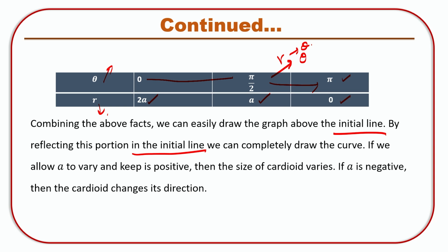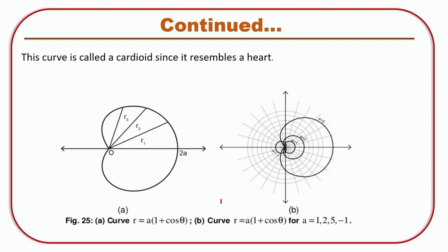If we allow a to vary and keep it positive, then the size of the cardioid varies. If a is negative, the cardioid changes its direction. So now let us do the same thing. Here the maximum has to be r equal to 2a, that is the region maximum. Now let us try to draw it starting from the initial line. So this is the initial line.